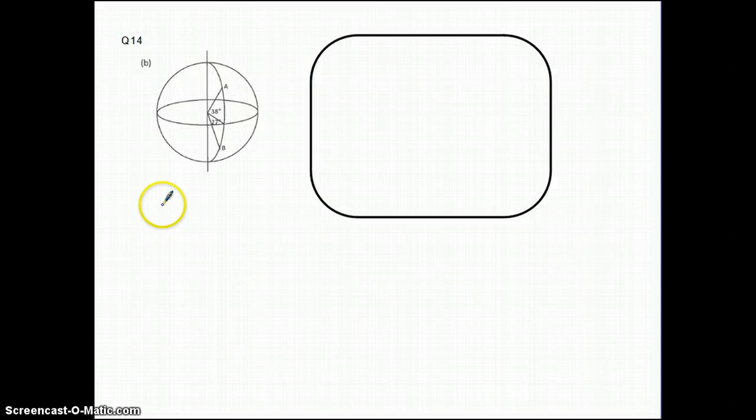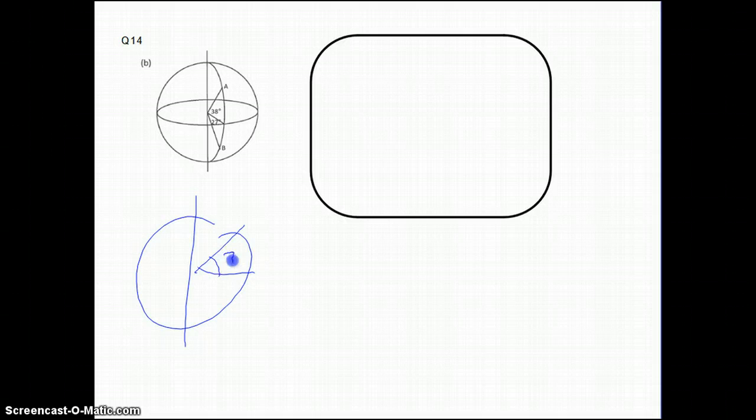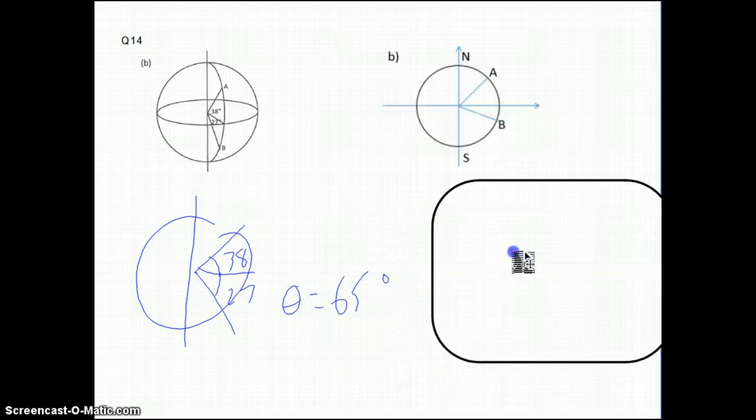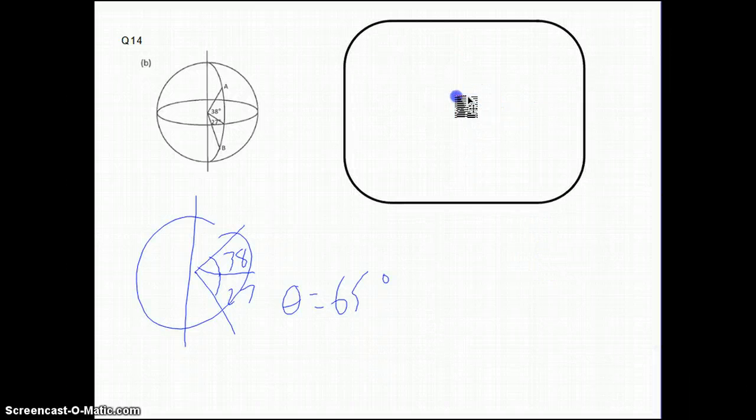Okay, this is 14b, and as you can see, this time we're given two measures. So we've got 38 degrees north there and 27 degrees south. If we draw our cross section, then what we're going to get is 38 there and 27 there, giving us a total of 65 degrees. So theta would be 65. Put a slightly nicer diagram up there. You see the same thing, so we'd have 38 there and 27 there, so a total of 65.